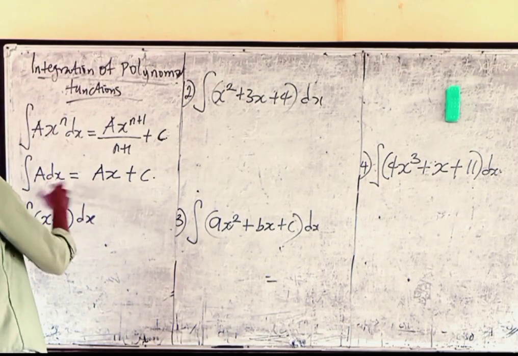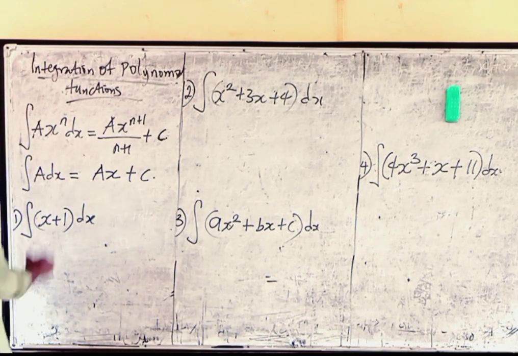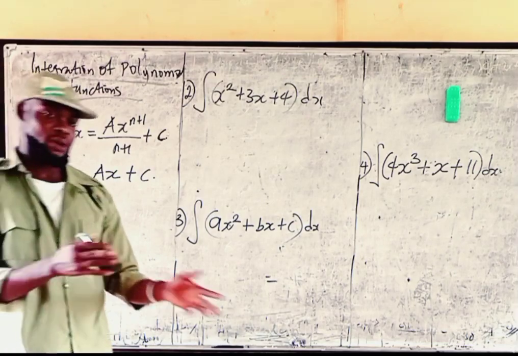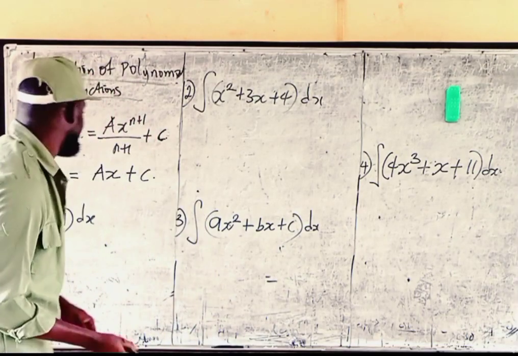This is just a short one. Let me show you. If you integrate a constant with respect to a variable, the answer will be that constant times that variable. That's what we're going to have. Just a short way of obtaining that.